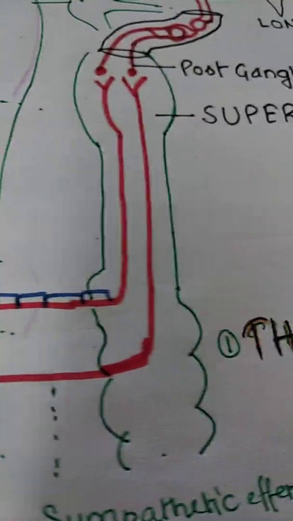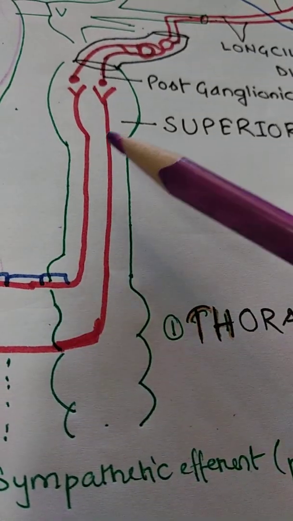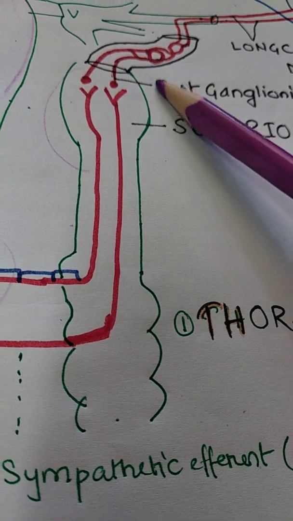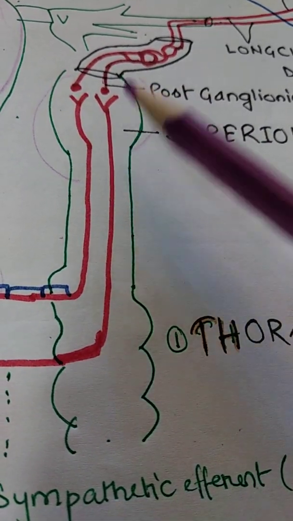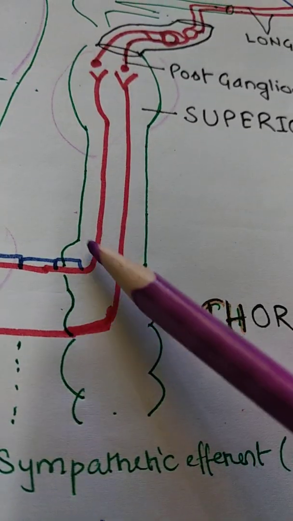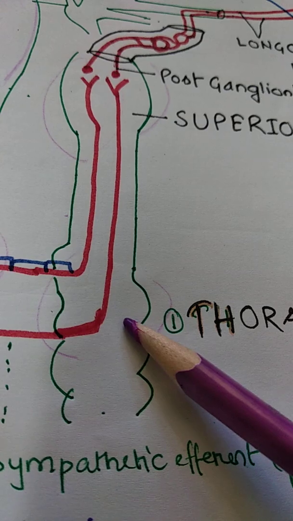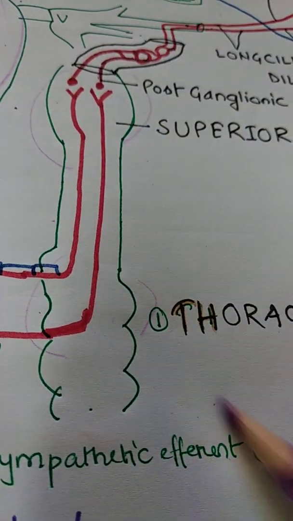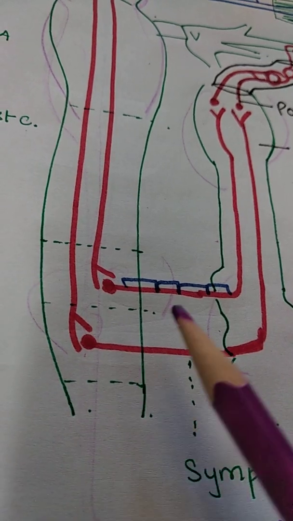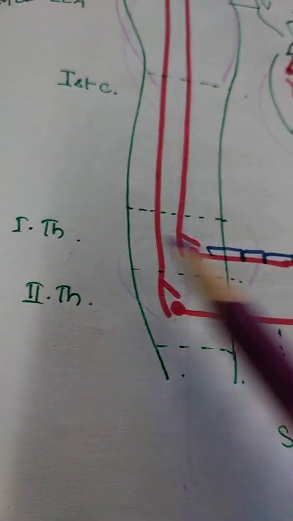Let us see. Here it is the peripheral nervous system, and in the peripheral nervous system I have drawn various ganglia. This is one ganglion, and this is called the superior cervical ganglion. Here you can see the thoracic ganglion, the superior cervical ganglion, the thoracic ganglion, and this is the peripheral nervous system. Now the sympathetic nerve fiber will arise from the thoracic region.